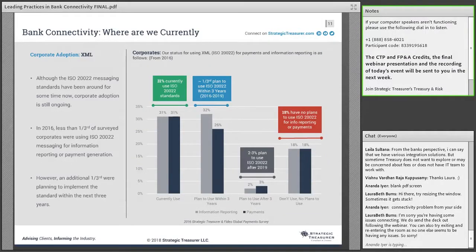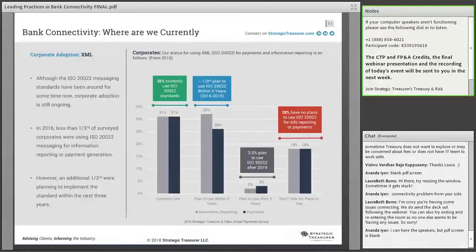Perfect. It's growing. Thanks, Isaac. So the next item is the corporate adoption of XML, extensible markup language. Where are people using that? What are their plans? So when you look at the newer formats, this is from 2016, as Isaac said, so it's grown since then. 31% were using it at that point in time for payments and information reporting, almost the same. And almost a third were planning on using it for payments, and almost a third for information reporting, within 3 years. So that would get us up over to 60%.